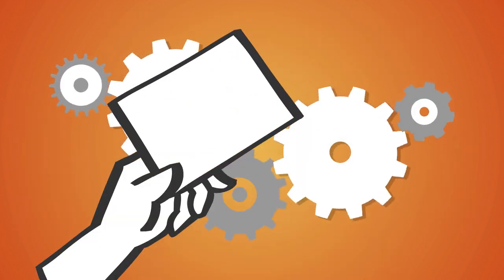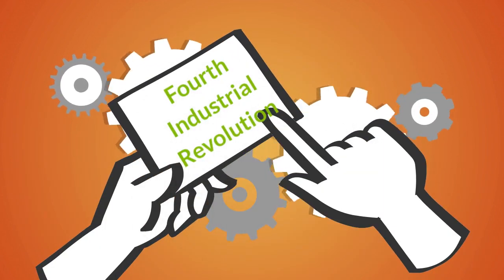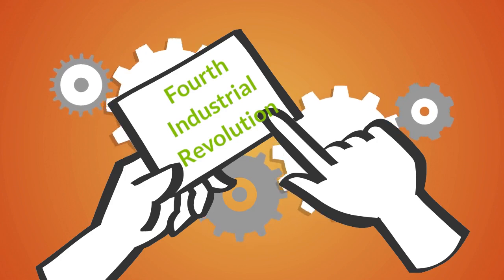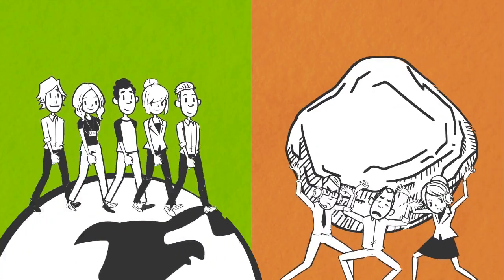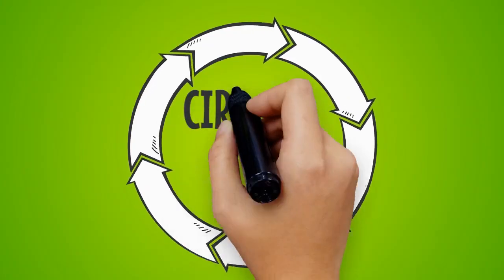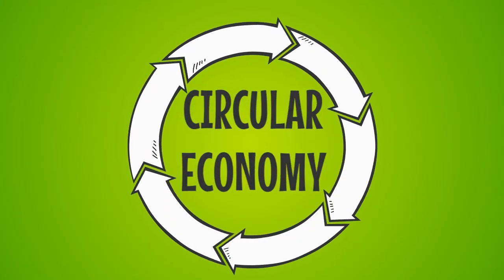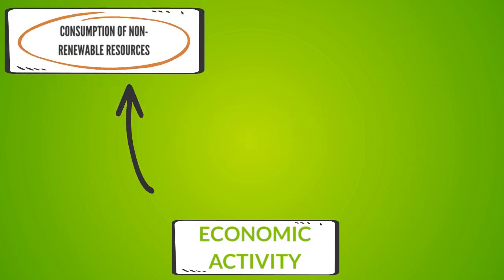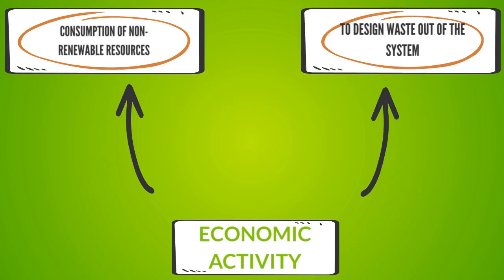The fourth industrial revolution is upon us and will change many of the things that form part of our normal lives and the supply chain. Other factors which distinguish one global supply chain from another is their response to environmental issues. This means focus on the circular economy, which aims to gradually decouple economic activity from the consumption of non-renewable resources and to design waste out of the system.